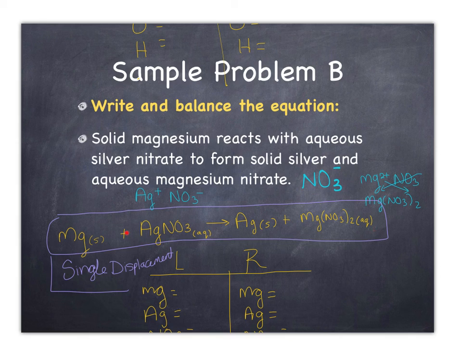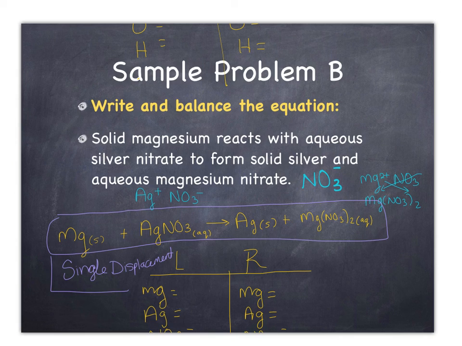Now this is the skeleton equation, but we don't have the coefficients written in yet, so we need to go through and balance. Okay, on the left we have 1 magnesium, and on the right we have 1 magnesium. On the left we have 1 silver, and on the right we have 1 silver. And on the left we have 1 nitrate, and on the right we have 2 nitrate.